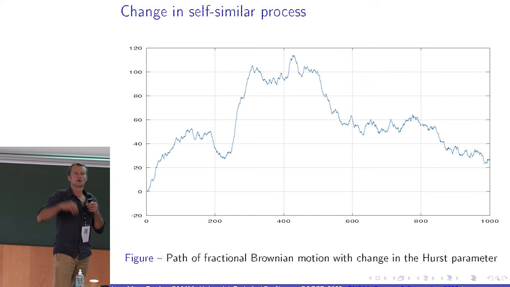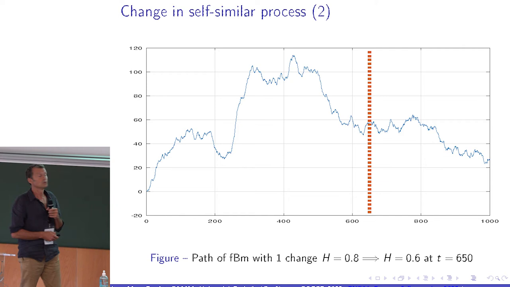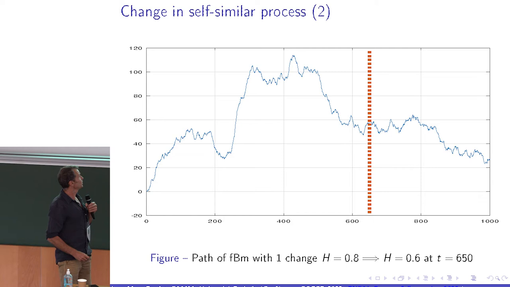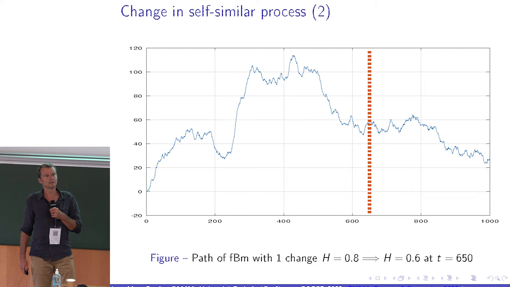So here we can try to find where there could be a change. And here there is one change where in the first stage of this trajectory the parameter is 0.8, and then at time 650 it goes to 0.6. So the aim of this talk is to find where the change could be.